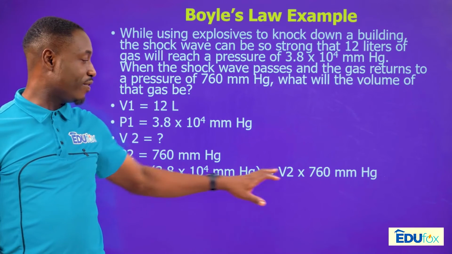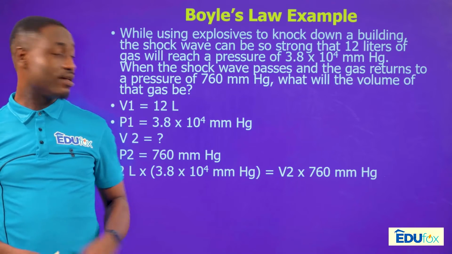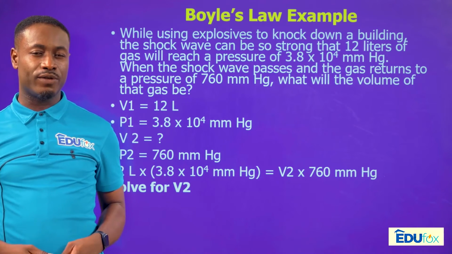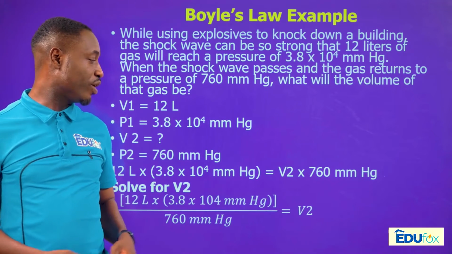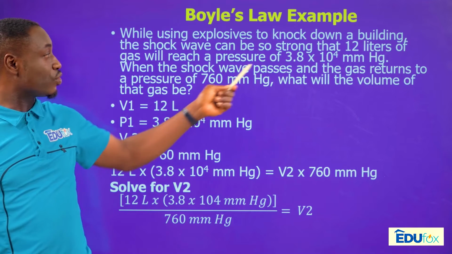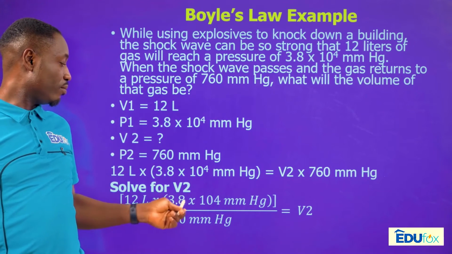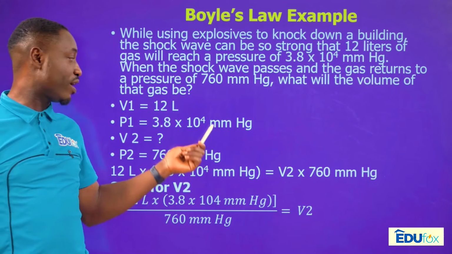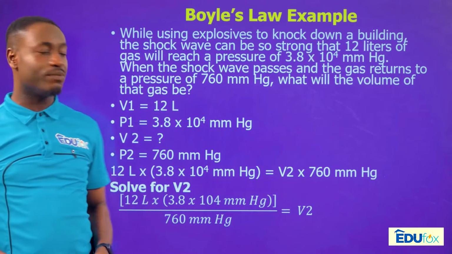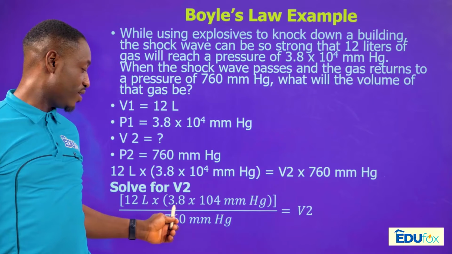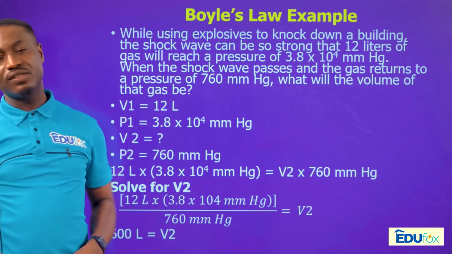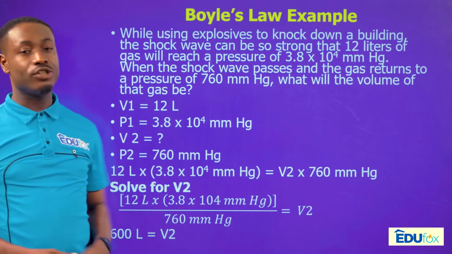Right now, we have replaced the values with the figures, and then you can solve for V2, which is what we're looking for. Solving for V2, we have 12 liters multiplied by 3.8 times 10 raised to the power 4 millimeter mercury divided by 760 millimeter mercury. Multiply these in your calculator and then divide, and definitely you have an answer which is 600 liters as your second volume.